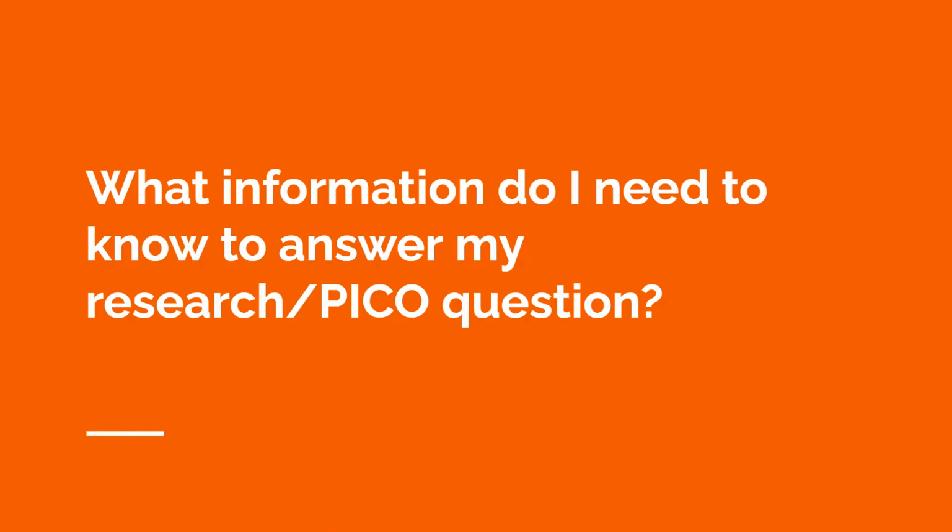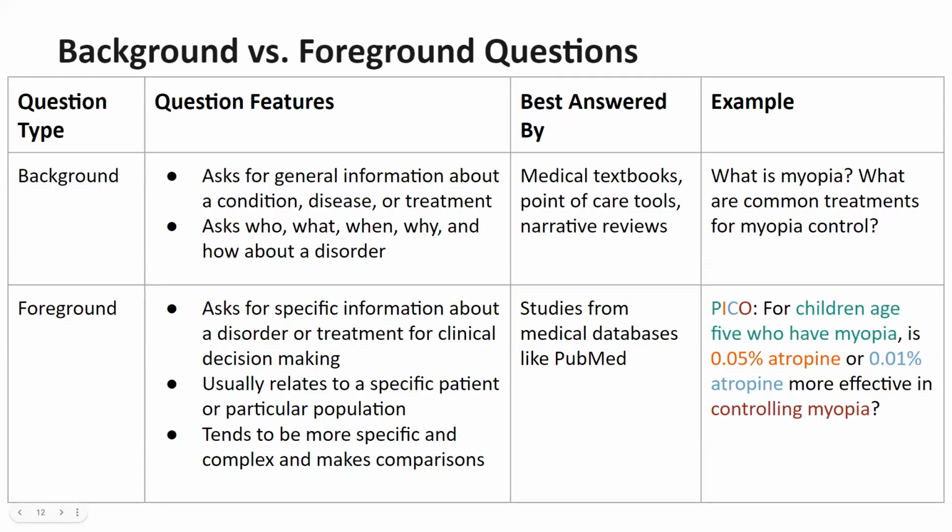After making your research or clinical question, the next thing you need to ask is what information you need to know in order to answer that question. You could discover this by brainstorming a list of your questions or by making a mind map of all of your questions. Two general types of questions would be background and foreground questions.